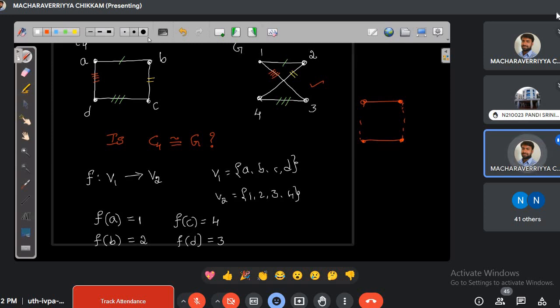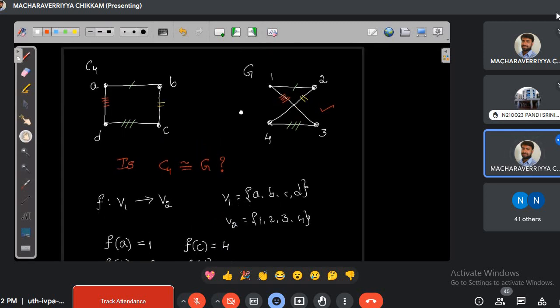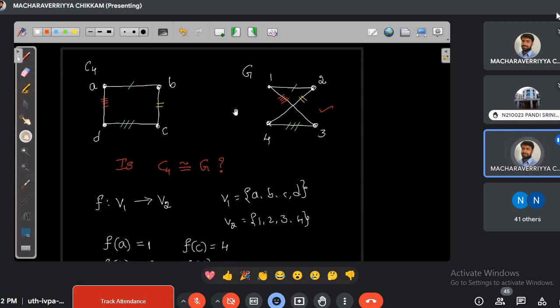So both graphs are isomorphic, because we are able to define a bijective function between the vertices of the 2 graphs so that they satisfy this property. Like if A and B are adjacent, then their images are also adjacent here. Therefore, these 2 graphs are isomorphic. Therefore, the answer to this question is yes, they are isomorphic.